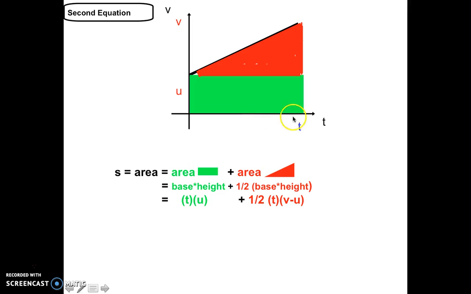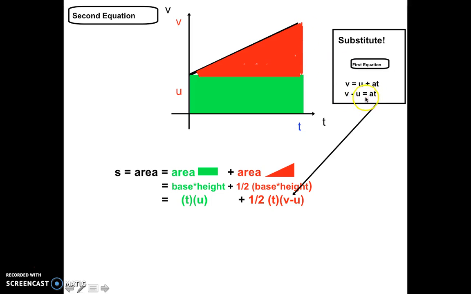And these actually have physics meaning. So our base for our rectangle is the time. The height for the rectangle is just that initial velocity. Our triangle's height, however, is a little bit different. The base is still the same, but the height we have to subtract the final velocity minus the initial velocity to get this total velocity.